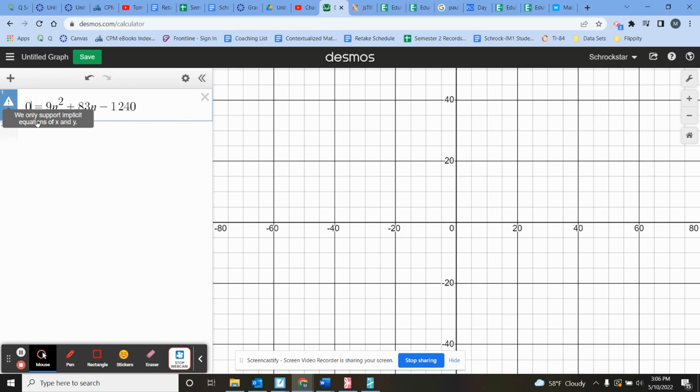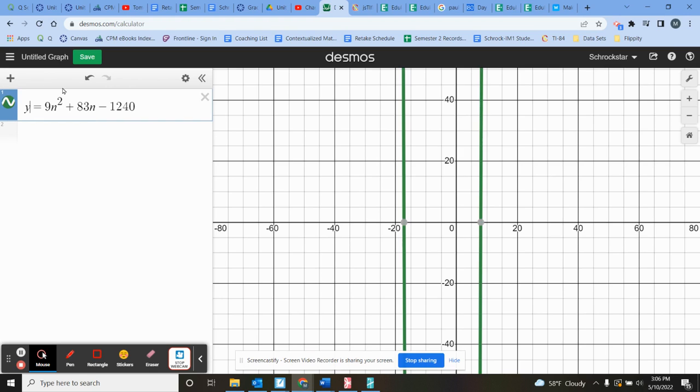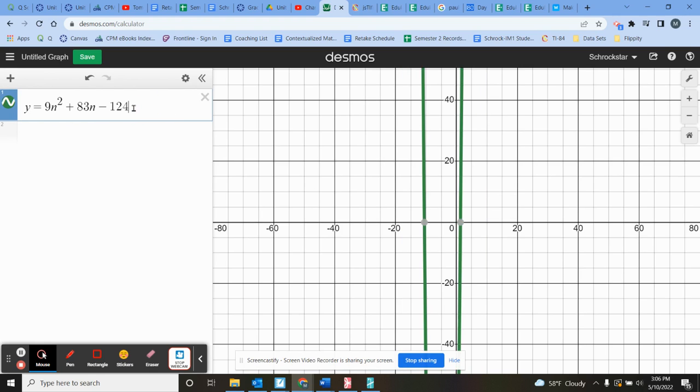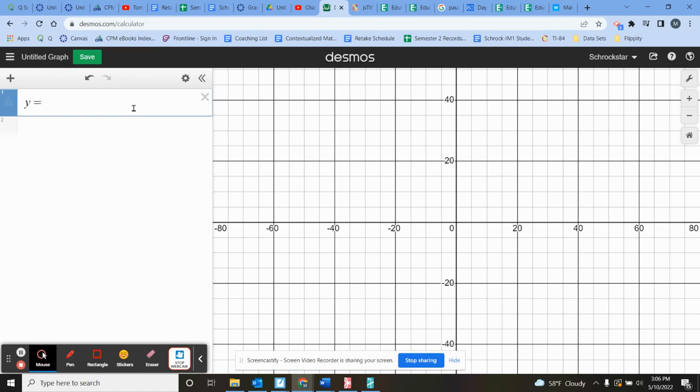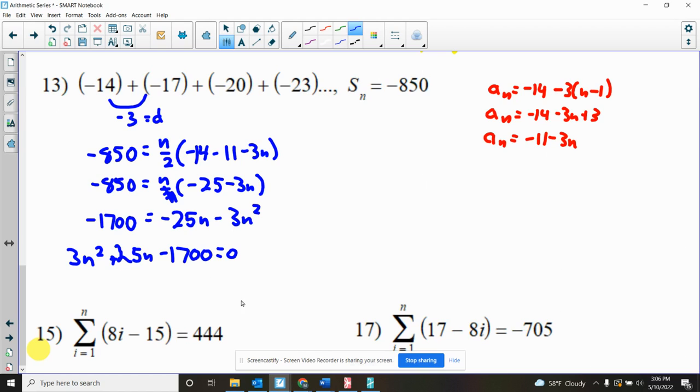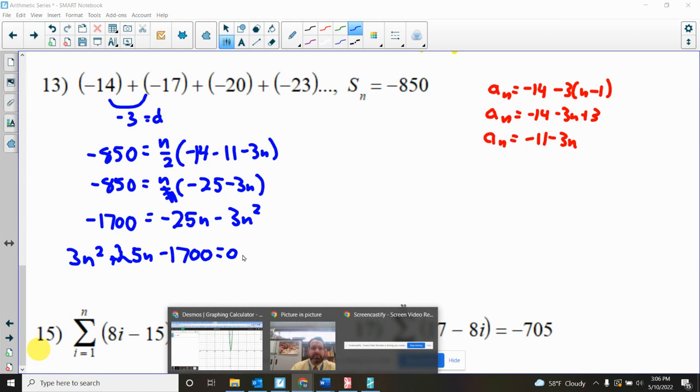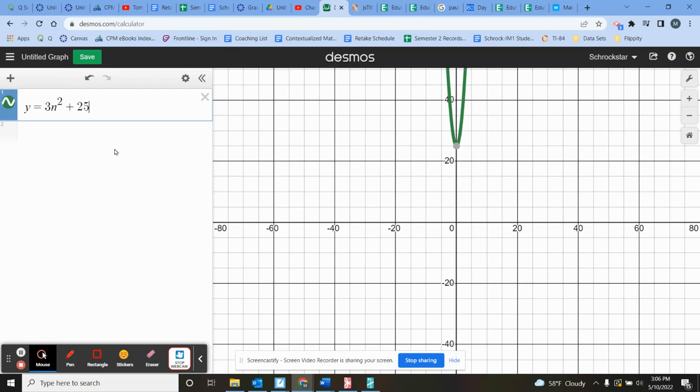Yeah, Desmos can't do that. But if you put the y in instead, it'll graph it and let you find those x-intercepts. So let's now put in our new version. 3n squared plus 25n minus 1700.